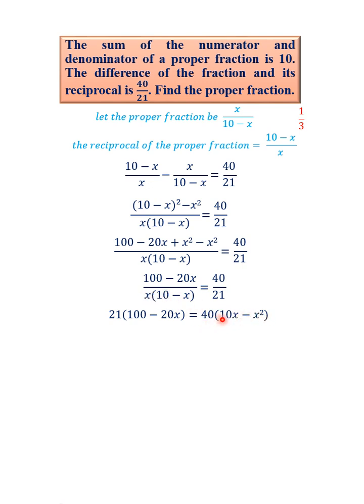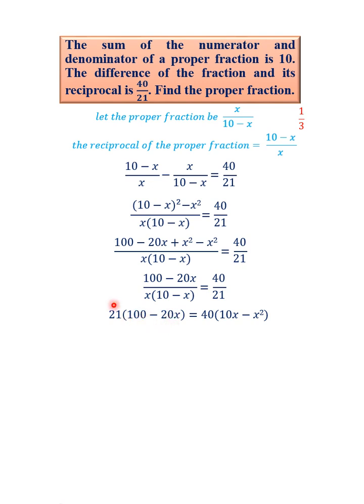10 times x is 10x. x times negative x gives us negative x squared. So 40 multiplies it from the cross multiplication. If you look at this bracket on the left hand side, 20 is common to both terms. 20 is common to 100. 20 is also common to 20x.